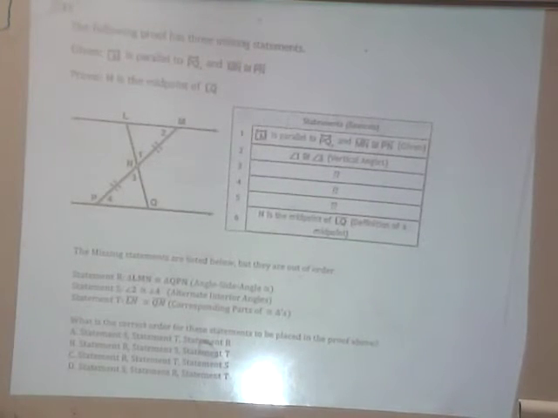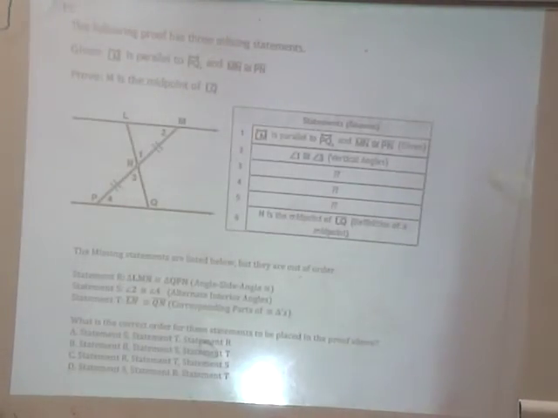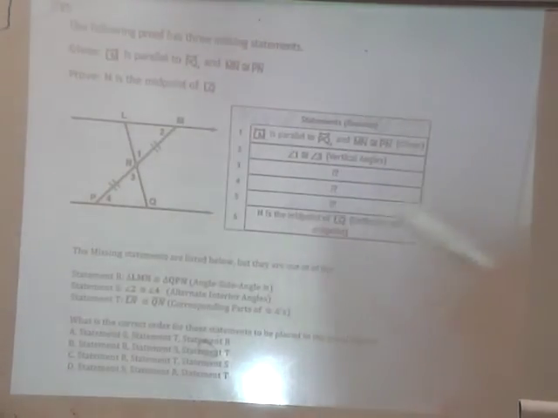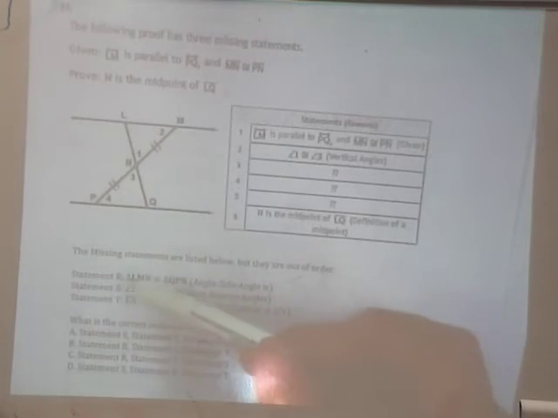Okay, so we got a proof here. We got our given, what they want us to prove. They gave us a diagram, that's nice, and it looks like we have to fill in these 3 spaces here. And they give us statement R, statement S, and statement T. And if you look down at the answers, we just got to put them in the right order. They give us everything, we just got to put it in the right order.